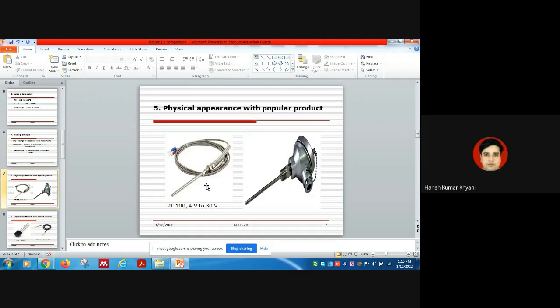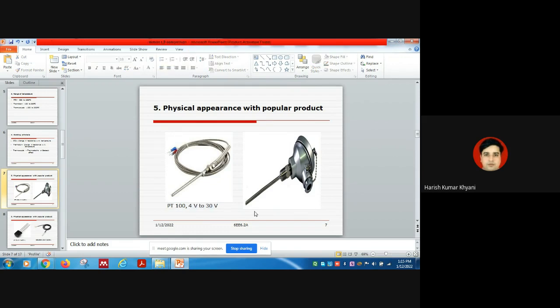Next point is the physical appearance of the products. This slide shows you some pictures related to the RTD, right? One popular material available in the market is PT100, and its range of operation of voltage is also shown here, right?